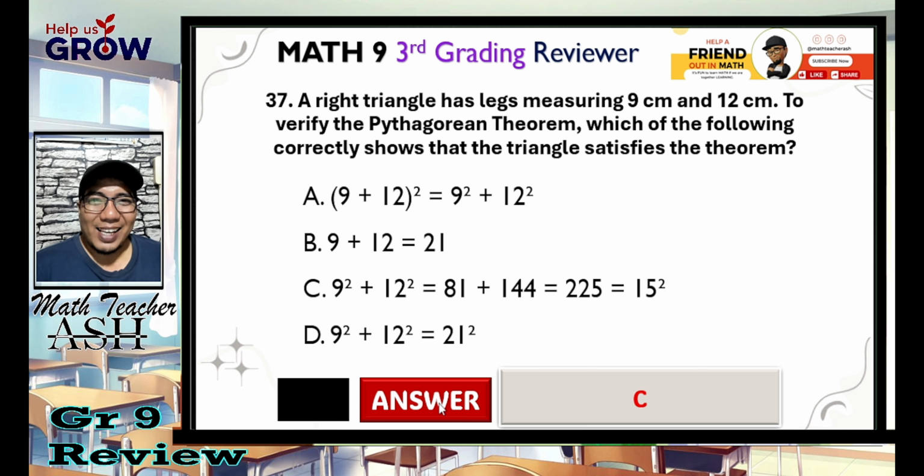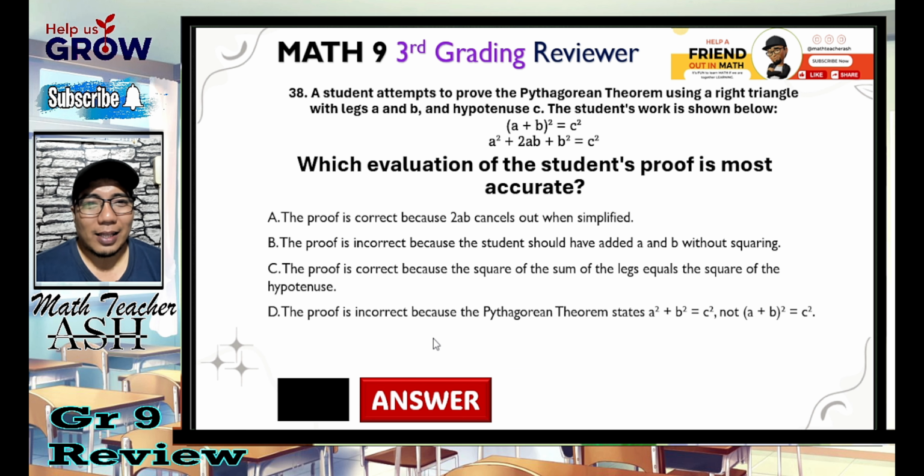Okay. Easy, right? So now let us go to question number 38. A student attempts to prove the Pythagorean theorem using a right triangle with legs a and b and the hypotenuse c. The student's work is shown below. The quantity a plus b squared is equal to c squared. a squared plus 2ab plus b squared is equal to c squared.